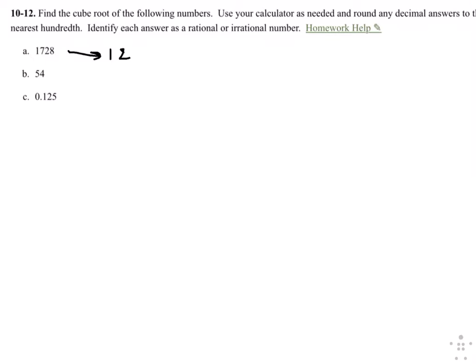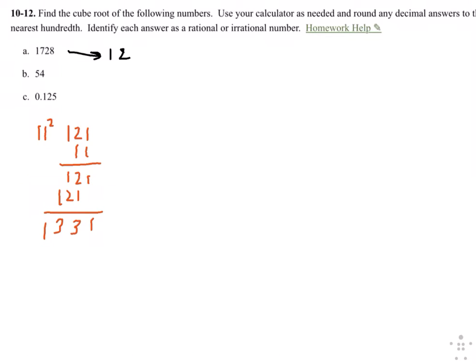To check this, if you didn't have a calculator, you'd have to say, okay, 10 times 10 is 100, times 10 is 1,000, so it's greater than 10. And then you would just go and try, right? How about 11? 11 squared is 121, and then times 11 again to cube it would be 1331. So that's too low.